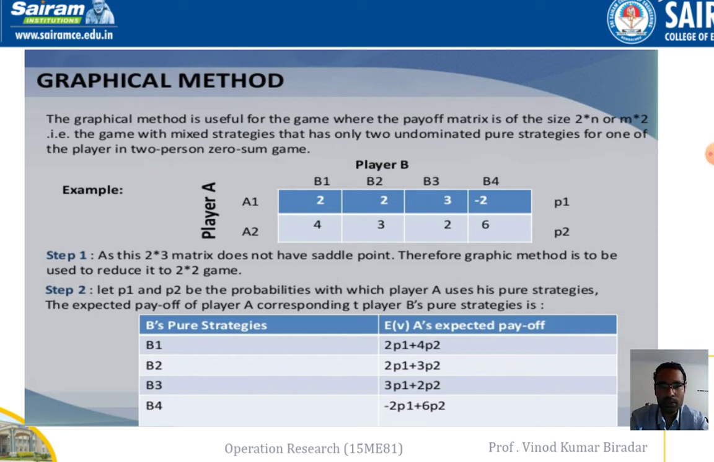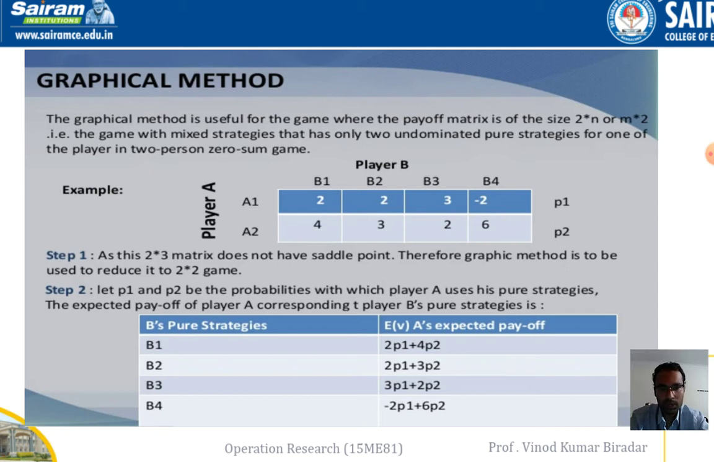As I told you, the procedure is very simple. Step number one: this 2 into 3 matrix does not have any saddle point. For such a problem we are going to use the graphical method. Write the question as it is. Here, for player A there are A1 and A2, only two rows. For player B there are more strategies, B1, B2, B3, B4, so there will be four columns.